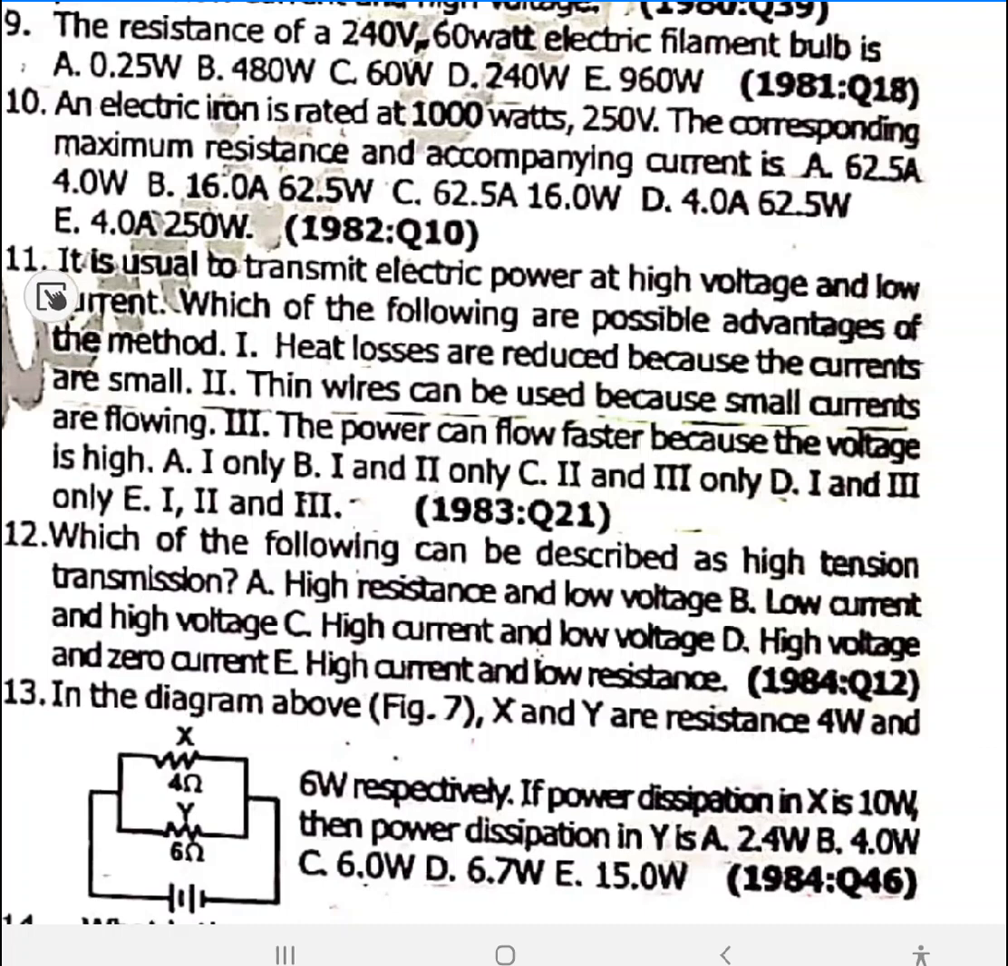Number 11. It is usual to transmit electric power at high voltage and low current. Which of the following are possible advantages of this method? Heat losses are reduced because the current is small. Option A, high only. Which of the following can be described as high tension? High voltage and low current. High voltage and high current, no. High voltage, low current. 12 is option B. Low current and high voltage, they flip it.